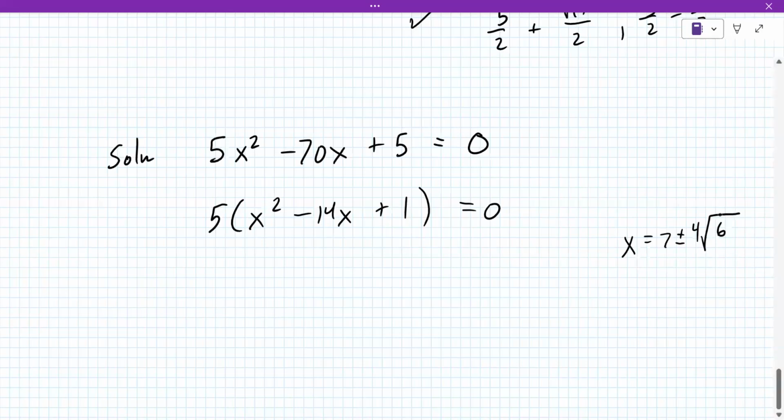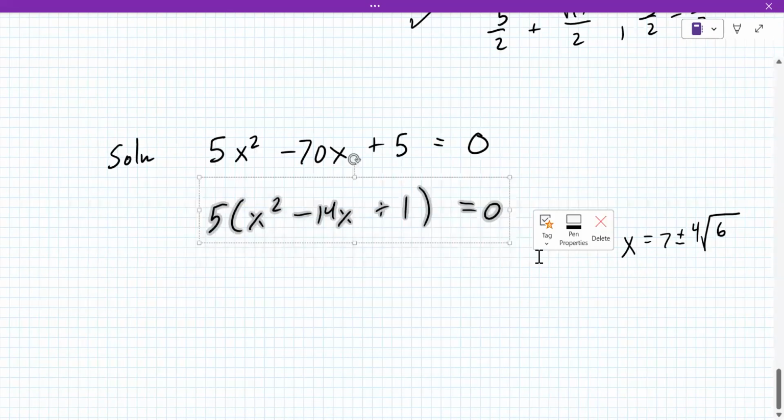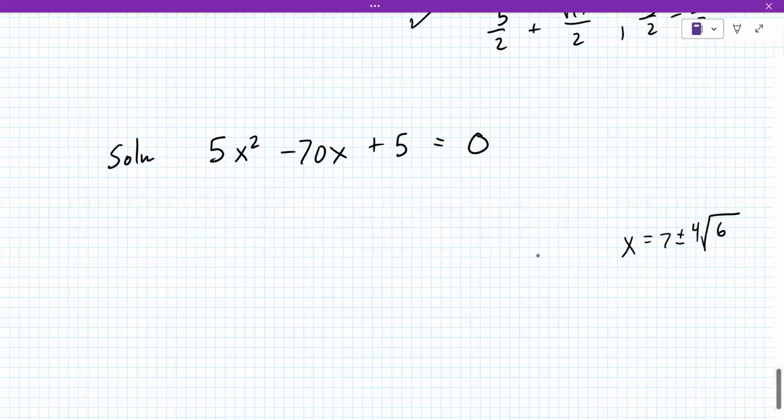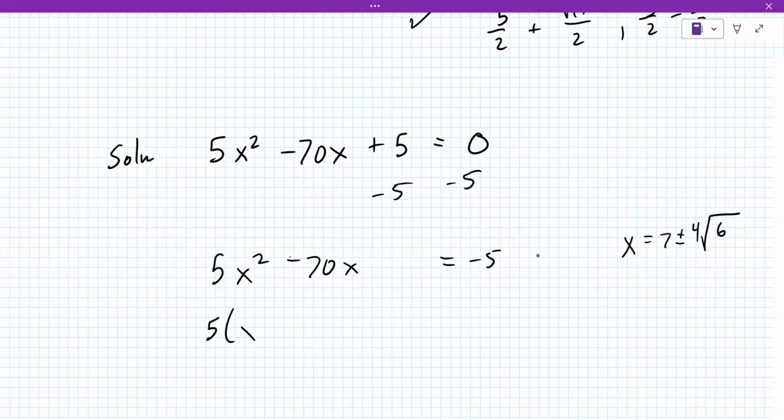Okay, so you just got that for your final answer. Yeah, let's take a look here now. I've shown you this a few different ways. I think the thing I would do here is move the 5 over. You can still factor out the 5, so it becomes x squared minus 14x.